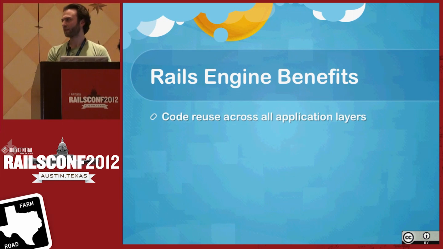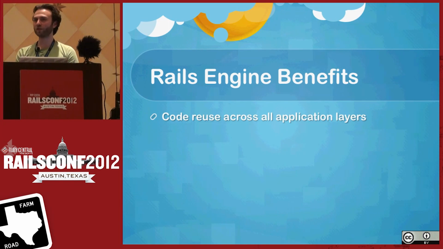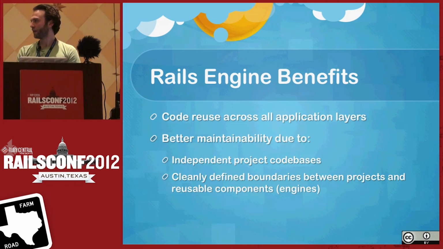What are the benefits? So code reuse across all application layers. That's great. Now we can reuse views, we can reuse controllers, even JavaScript. Better maintainability because you have independent project code bases. Cleanly defined boundaries between the project and the engines. Whenever you're solving a problem on a feature, you only focus on that feature. When you're solving an app problem, you go to the app.